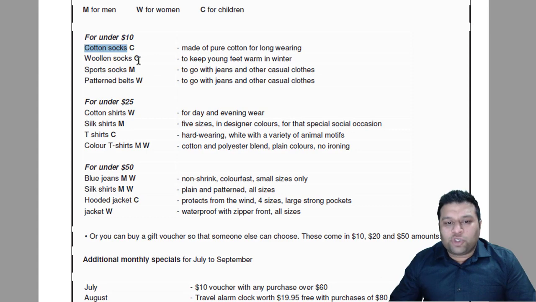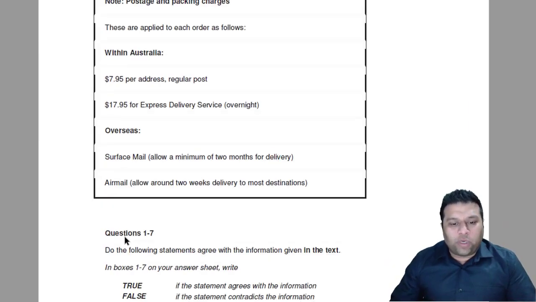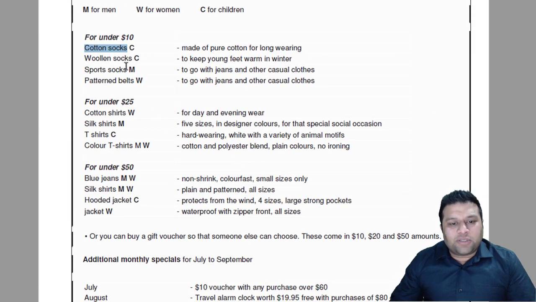That's woolen socks for children, coat and socks for children. For women, can we find it? Well, we can't find it. A lot of times when we can't find it, it is not given. For example, this one: men's silk shirts are available in more than 5 colors. Men's silk shirts, can we find silk shirts? Silk shirts, men, right? 5 sizes, designer colors for that special occasion, right?